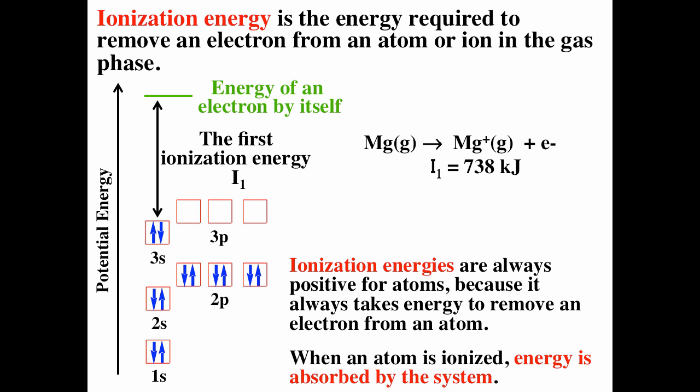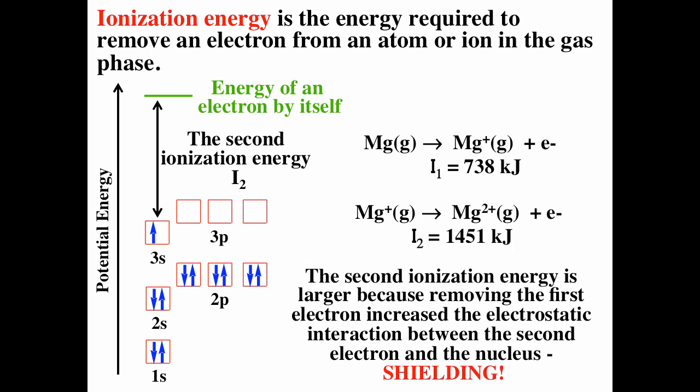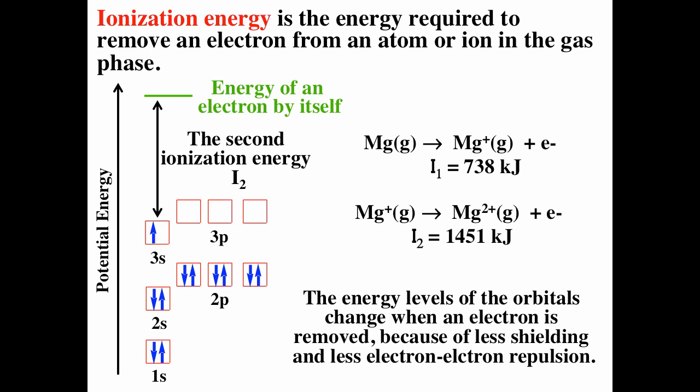Once we remove one electron, we've reduced the amount of shielding that the other electron in the 3s orbital experiences. With less shielding, it has a stronger attraction with the nucleus. And so once we remove one electron, it's going to take more energy to remove the second electron. It always takes more energy to remove subsequent electrons. I1 means the ionization energy for that first electron, and I2 is the ionization energy for that second electron. Again, I2 is always greater than I1 because of shielding.